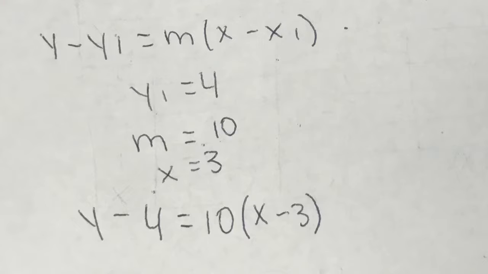Now that you have your variables, plug them in to create the tangent line. The formula is y minus y1 equals m times x minus x1. y1 is equal to 4, your slope m is equal to 10, and x1 is equal to 3 like they had given you. This gives you y minus 4 equals 10 times x minus 3, which is your solution to part A.